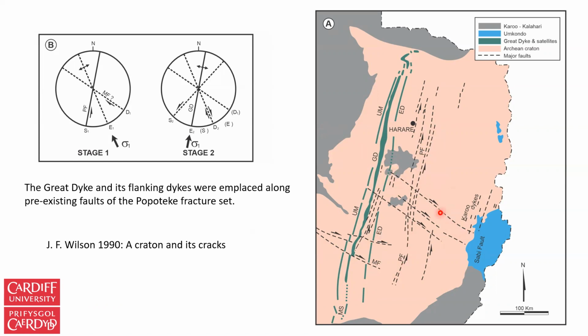And Jim Wilson, in his wonderfully titled paper, A Craton and Its Cracks, some of the history of the Zimbabwe craton, is that those two faults, in fact, did form indeed as a conjugate set with this sort of northwesterly directed maximum principal stress. And then for the intrusion of the Great Dyke, there may have been a slight rotation in the direction of maximum principal stress.